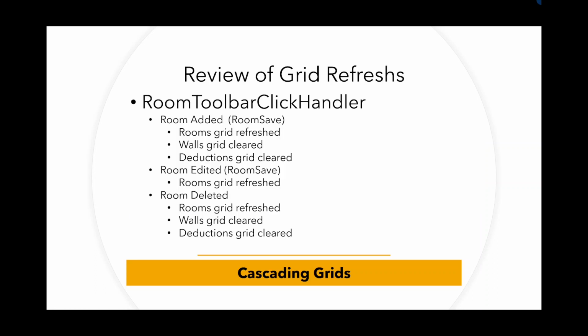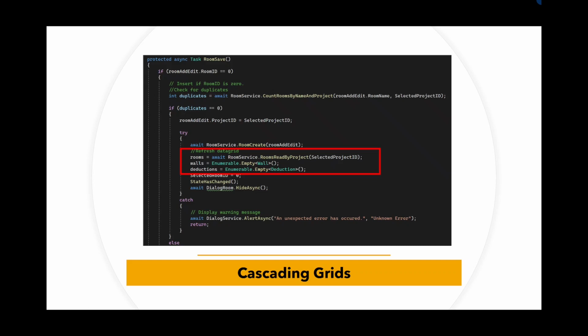When the room toolbar click handler is selected, if a room is added, this is done under the room save method. The rooms grid needs to be refreshed, the walls grid needs to be cleared, and the deduction grid cleared. If a room is edited, the rooms grid needs to be refreshed and we don't need to touch the walls or the deductions. If a room is deleted, the room grid needs to be refreshed, the wall grid cleared and the deductions grid cleared. So the code for these three items is on the room save.